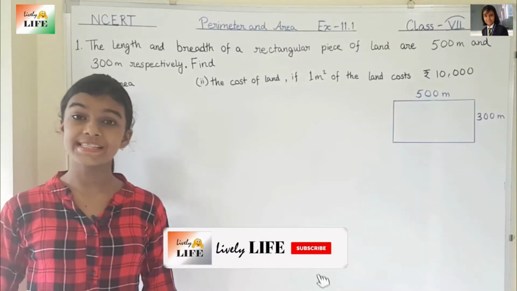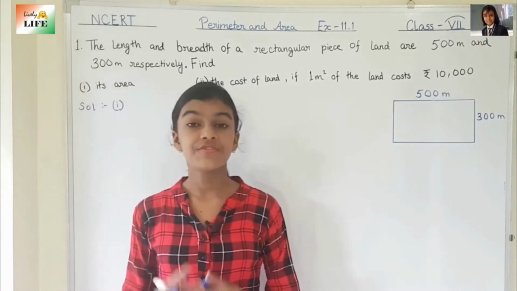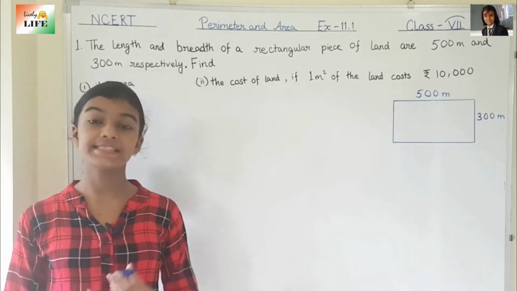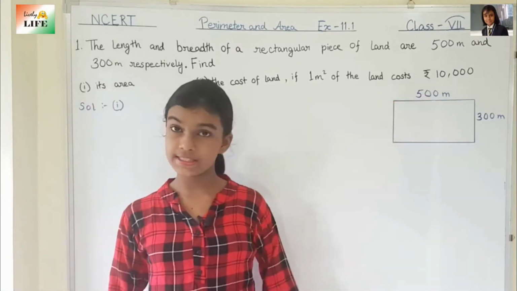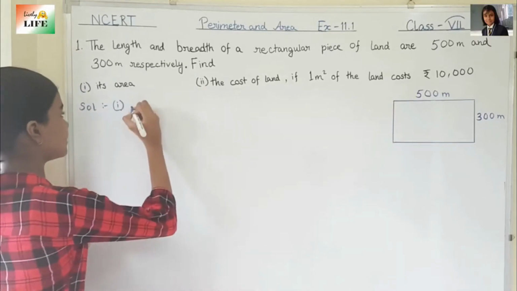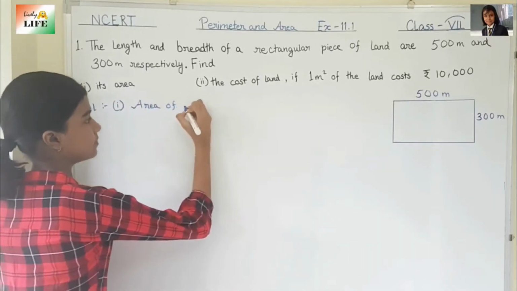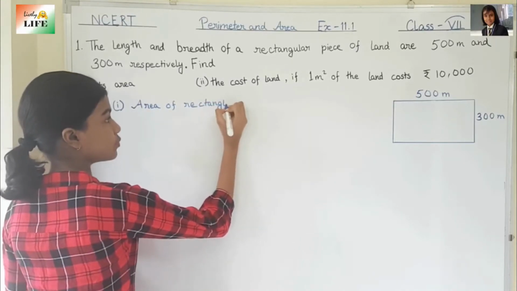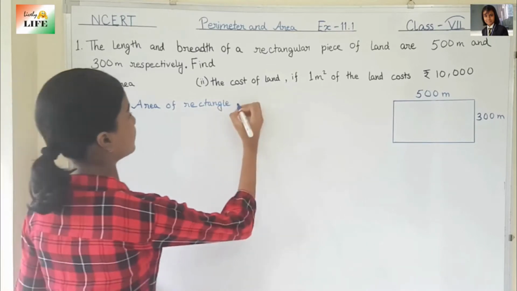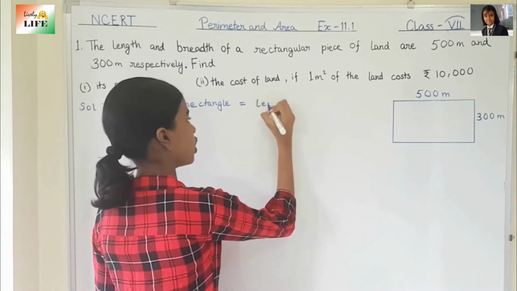So what is the formula of area of rectangle? The formula of finding the area of rectangle is length into breadth. Okay. You can see length and breadth is given. So let's write area of rectangle. Area of rectangle. What is the formula? Length into breadth. L into B or length into breadth.